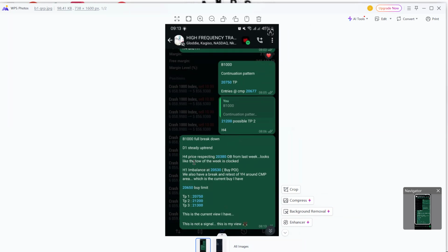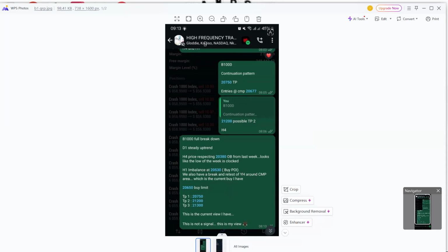So remember, when you come in, you're not just looking for one thing. You have to build a storyline on why, you have to build your edge. Your edge has to be built before a setup becomes high probability. So H4, we had this confluence, then H1, the imbalance I mentioned, where price could potentially still go to. That's around 2530. And we also have a break and retest of yesterday's high around current market price, which is the current buy I have.